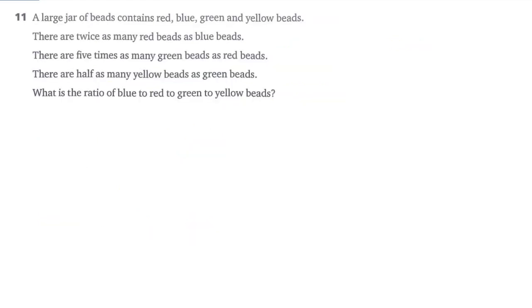Let's continue to our last exercise. A large jar of beads contains red, blue, green, and yellow beads. There are twice as many red beads as blue beads. So we can write the ratio between red to blue as 2 to 1.